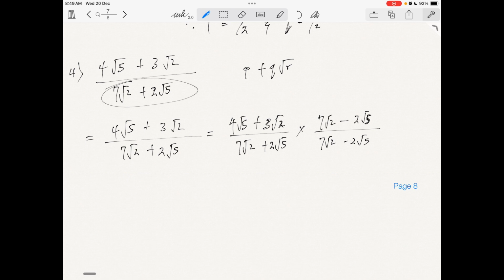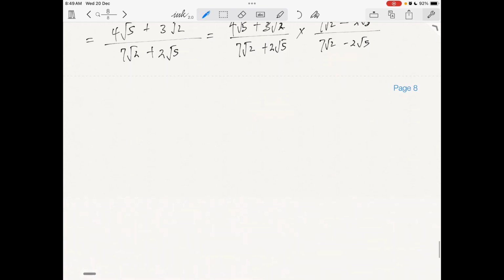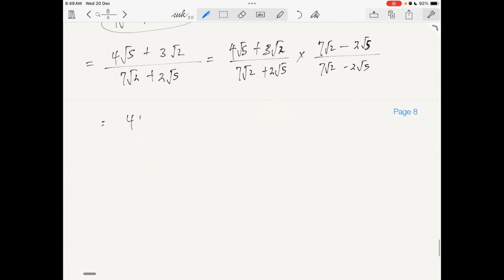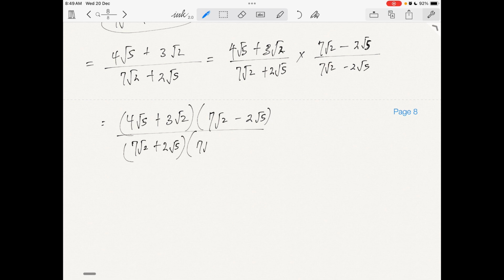So in that scenario, we will bring them together. Let's move backward a little bit: 4 root 5 plus 3 root 2, multiplied by 7 root 2 minus 2 root 5, divided by 7 root 2 plus 2 root 5, into 7 root 2 minus 2 root 5. Now let's multiply them out.